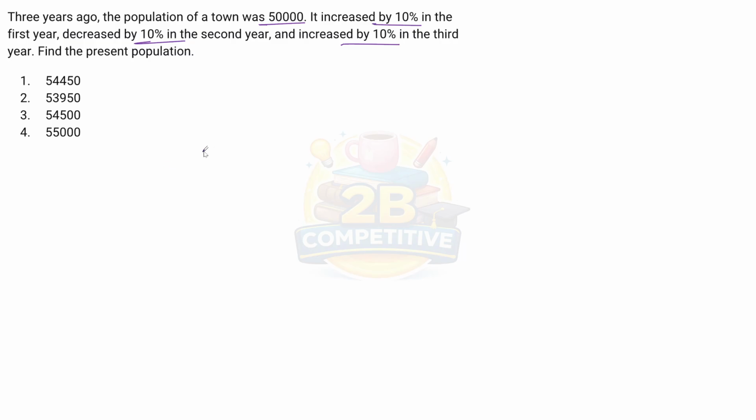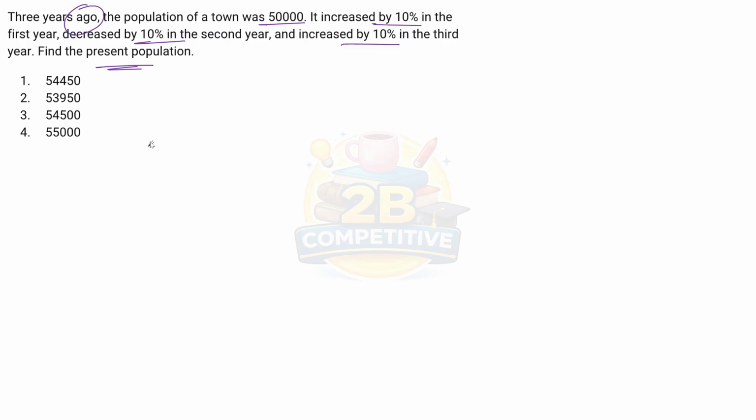Okay. So this question is saying 3 years ago the population of a town was 50,000. If increased by 10% in the first year, decreased by 10% in the second year, and increased by 10% in the third year, find the present population. So it's saying 3 years ago. So we have to find the present population. Nothing else. The same tricks, just the language is another.